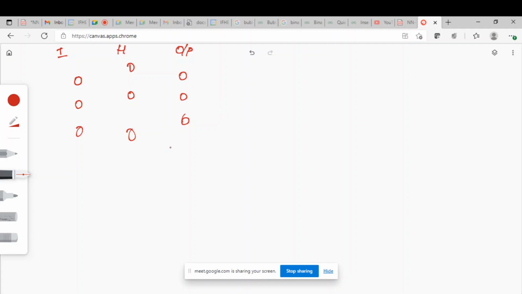But there is no hard and fast rule that all the neurons in a layer should use the same activation function. No, it may differ. For example, this neuron may use the log sigmoid activation function. This neuron may use the tan sigmoid activation function. This may use the ReLU activation function. So there is no hard and fast rule. Okay. Again, this is also a design parameter, right?